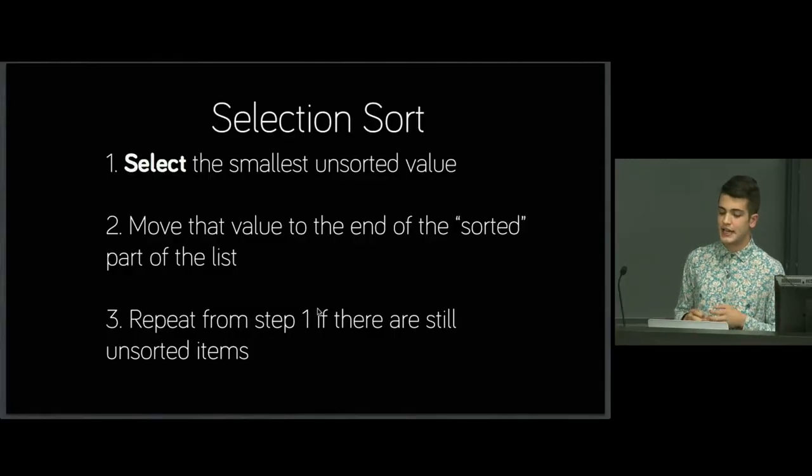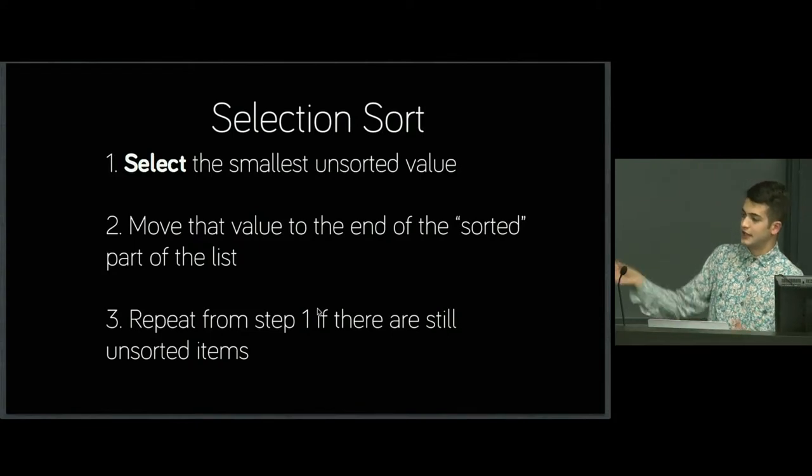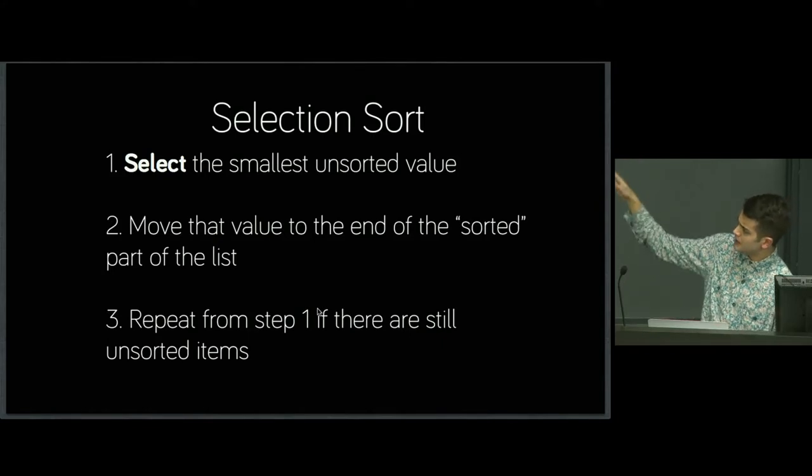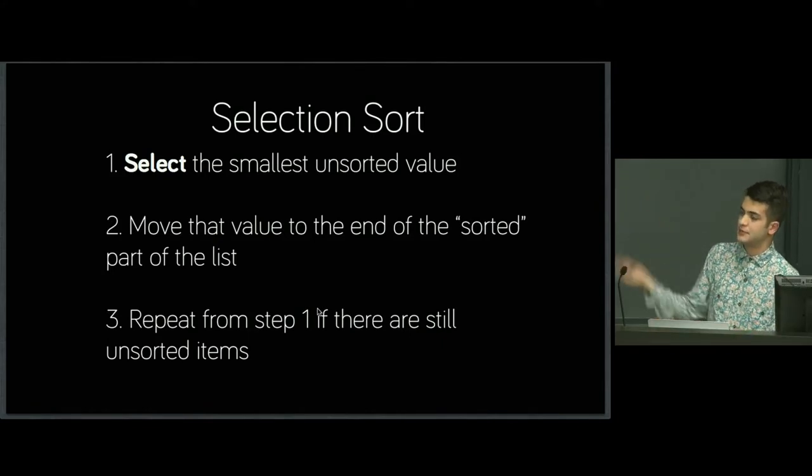Okay, so selection sort. Selection sort is going to select the smallest unsorted value of a list each iteration. It's kind of like the sort that you do in your head when you're trying to sort a list on hand. Basically, you look for the smallest number, put it in the sorted list, then look for the next smallest number, and keep doing that, and so on. So selection sort is basically: every time you select the smallest unsorted value, put it at the end of the sorted part of the list, and keep doing that.